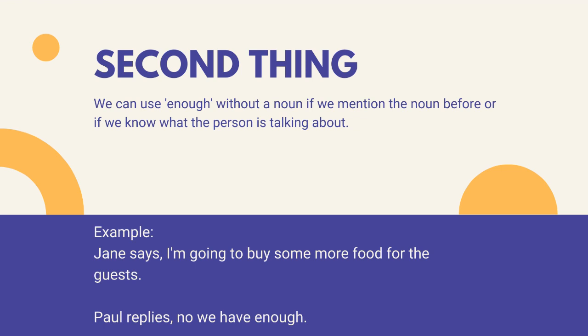Paul replies, "No, we have enough." Here he's just used enough because he's just trying to say, we have enough food. Jane mentioned food, so Paul doesn't have to repeat it. You can mention food if you like. Paul could say, "No, we have enough food." But it's not necessary.